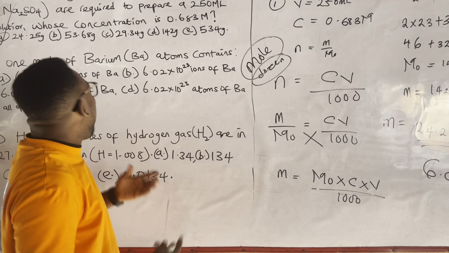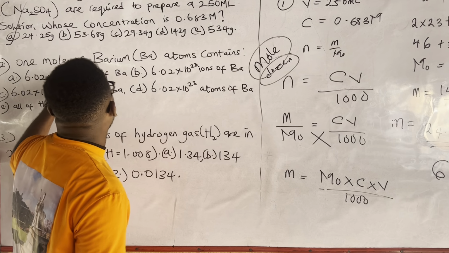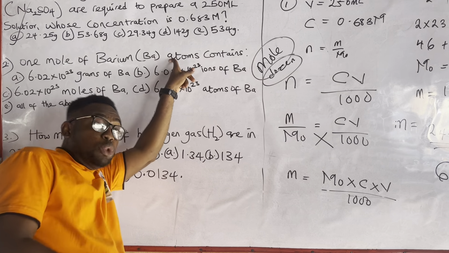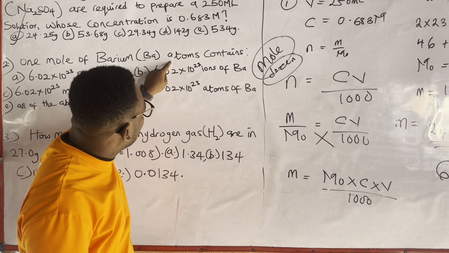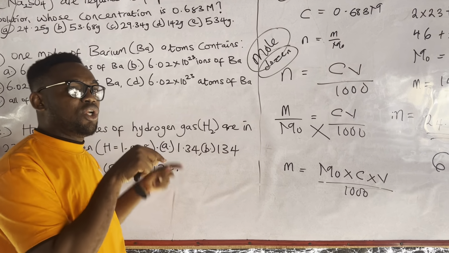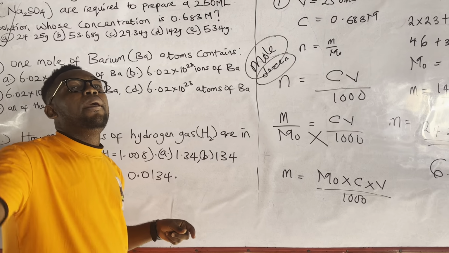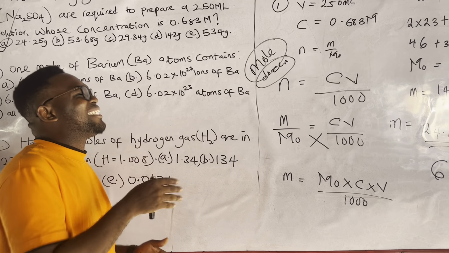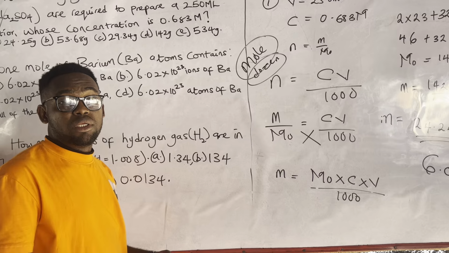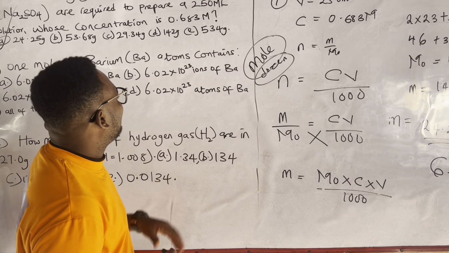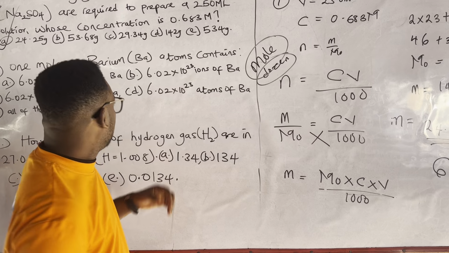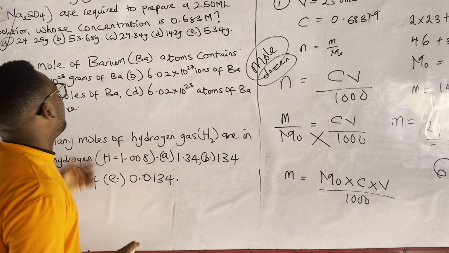All right. Had the question said 1 mole of barium particle contains what? We would have said 1 mole of barium particle contains 6.02 times 10 to the power 23 particles of barium. So particle to particle, molecule to molecule, atoms to atoms, like that. That is exactly how we solve questions on this one. So let's pick our answer very quickly.